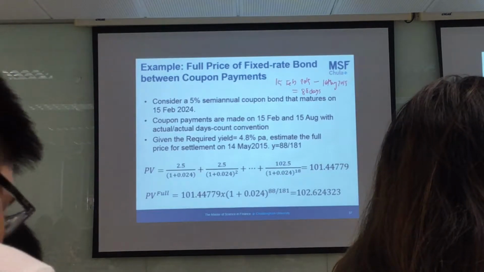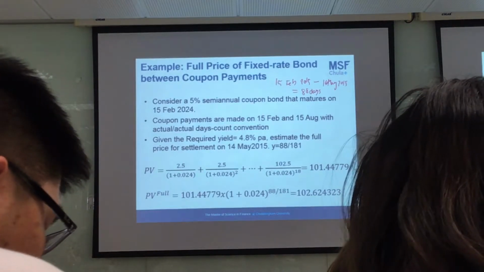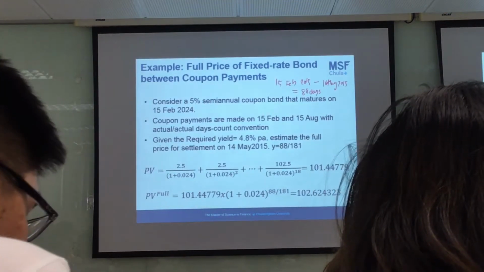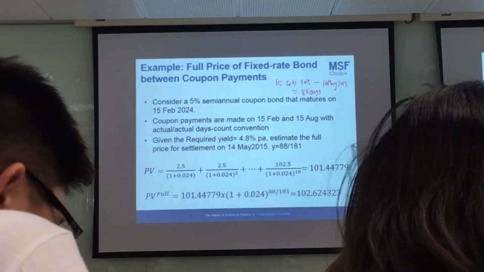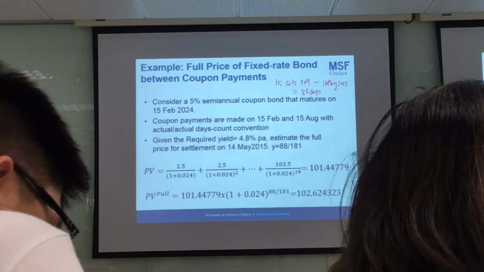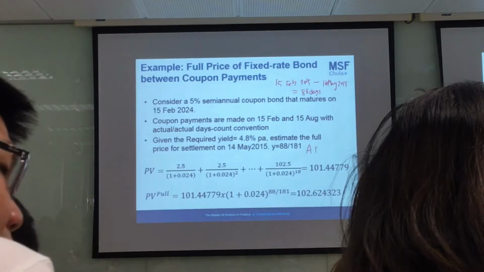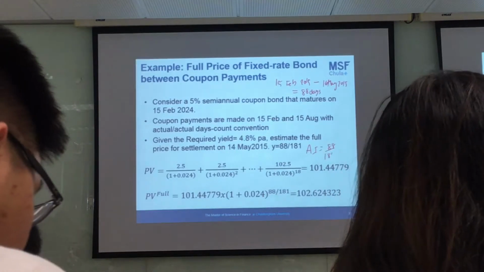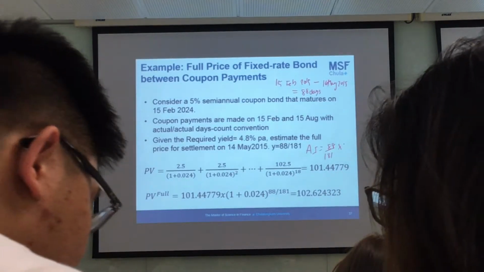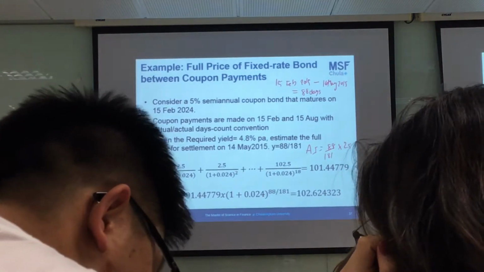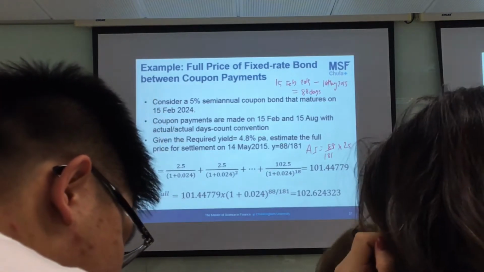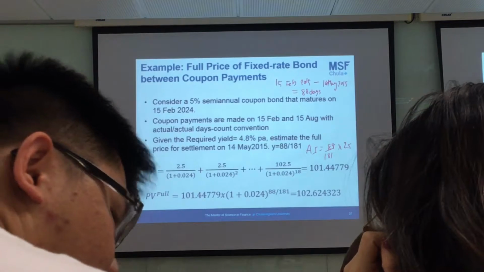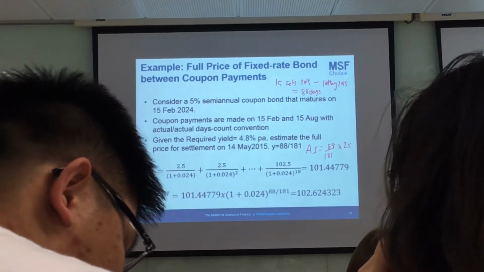Okay, and then you can estimate AI. Accrued interest is equal to 88 days over 181 multiplied by 2.5. So once you know AI, you can estimate the flat price or the clean price. Alright?